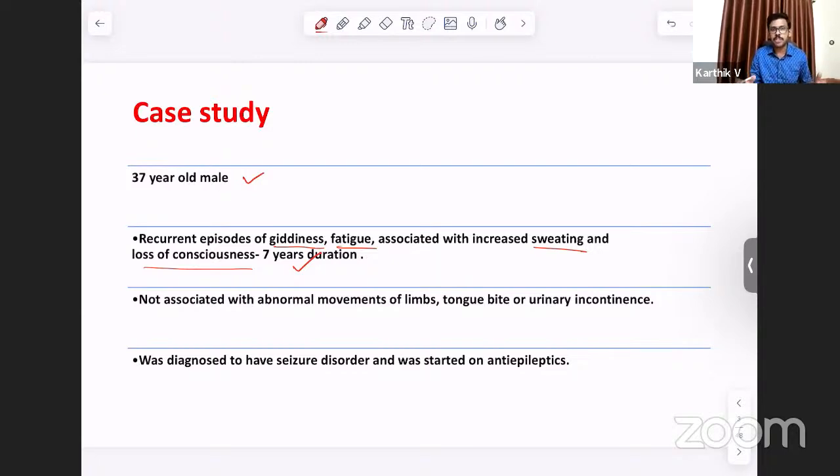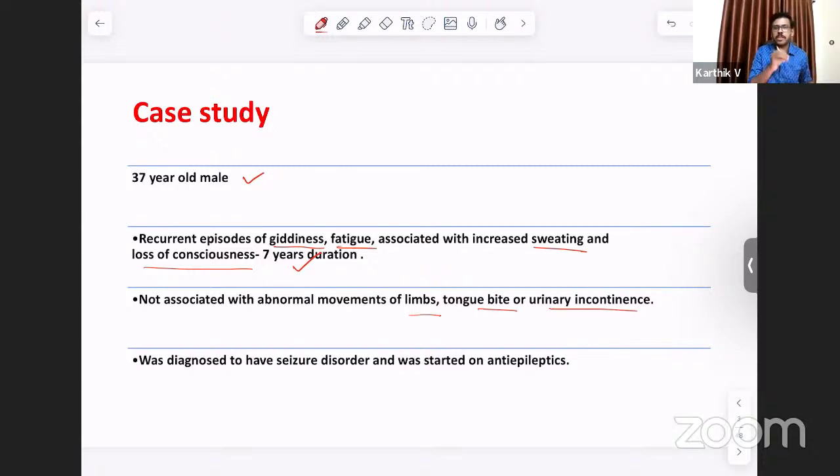Many a time you see such patients with such a long duration of symptoms. Often you neglect that because you think a hypoglycemic disorder cannot exist for so long without a diagnosis, but that is not actually the case. These symptoms were not associated with abnormal movement of limbs, tongue bite, or urinary incontinence, as evidenced in the history taking. So even though there were episodes of loss of consciousness, there was no reported seizure.